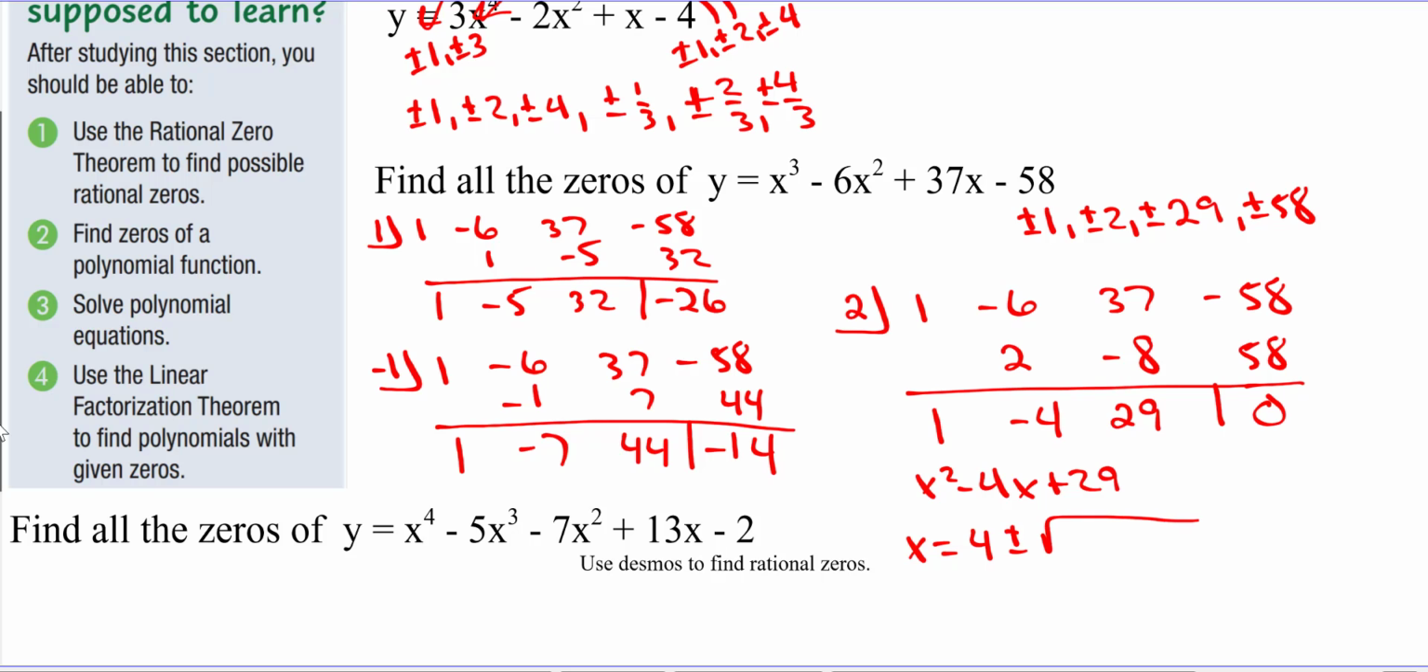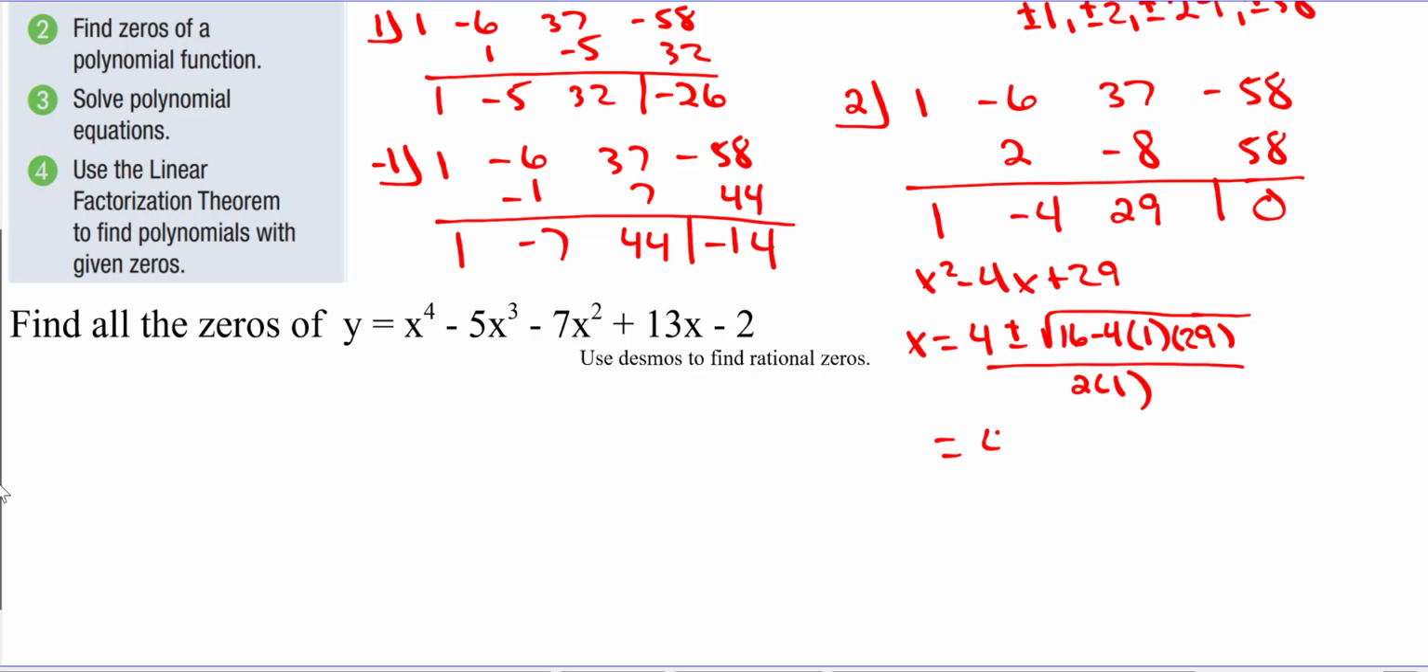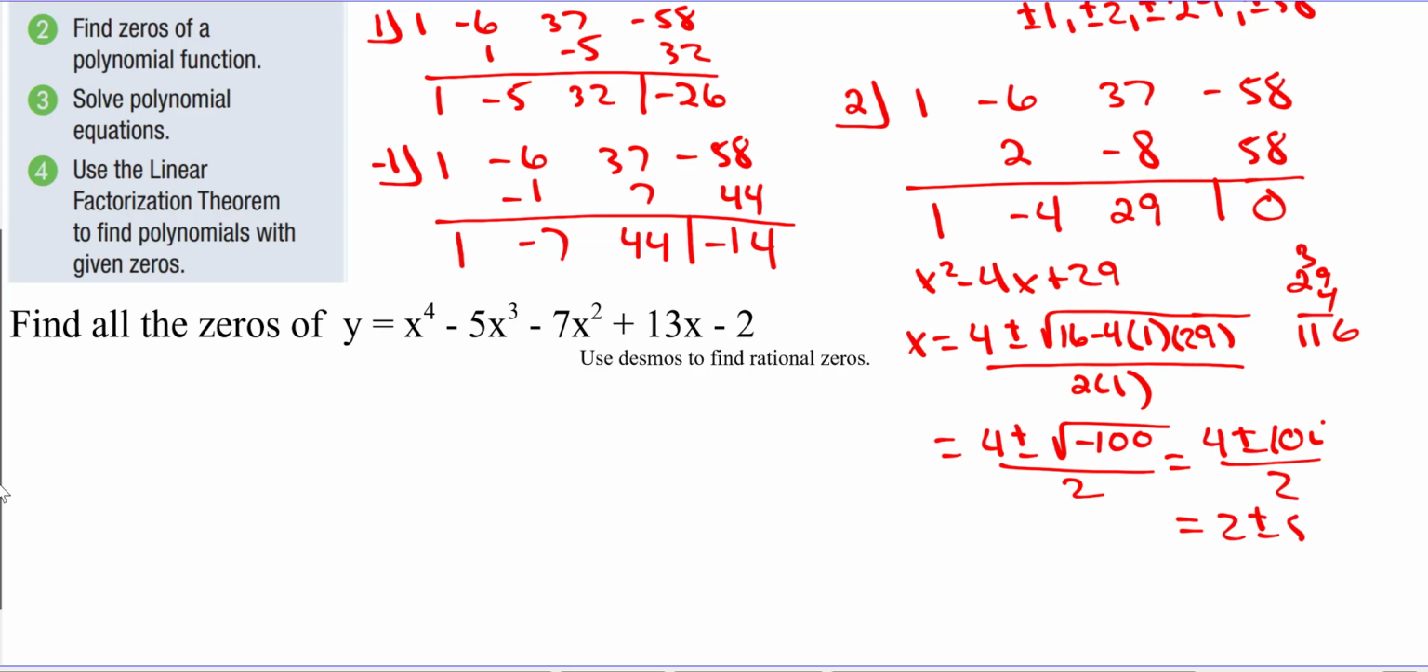So 4 plus or minus the square root of 16 minus 4 times 1 times 29, all over 2 times 1. What's 29 times 4? 116. So -100 over 2. 4 plus or minus 10i over 2. So that's 2 plus or minus 5i. So there's 2 of them, and x equals 2. There are the 3 solutions.